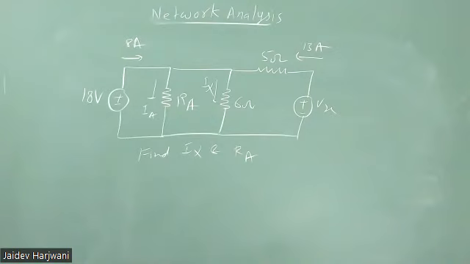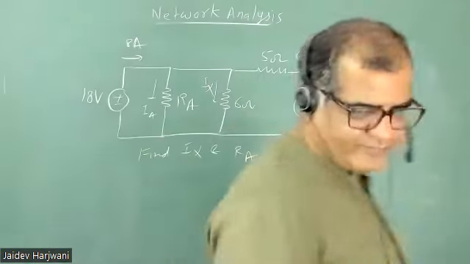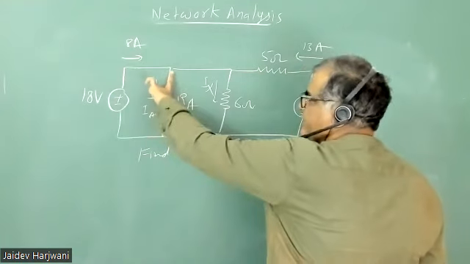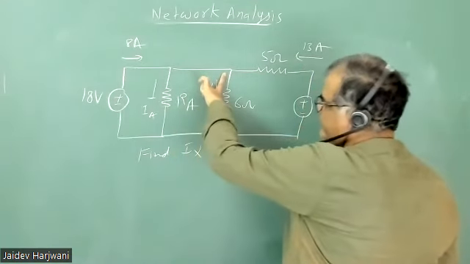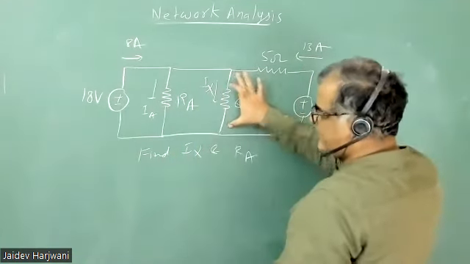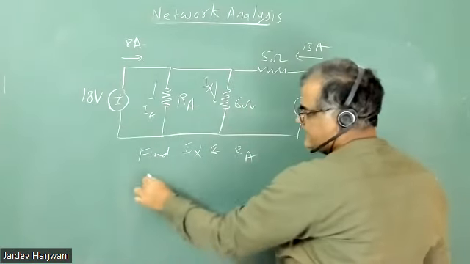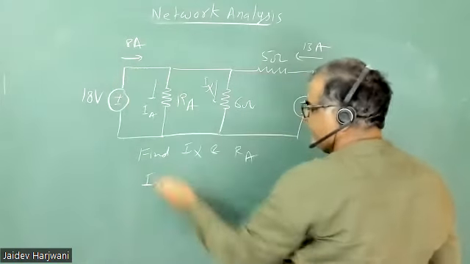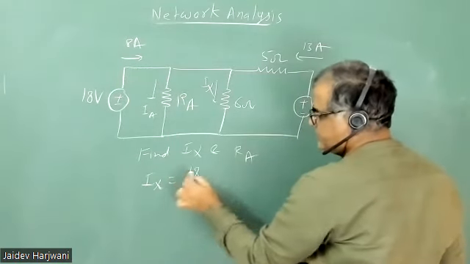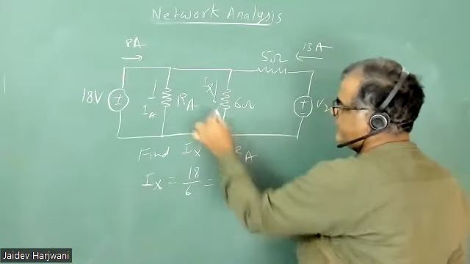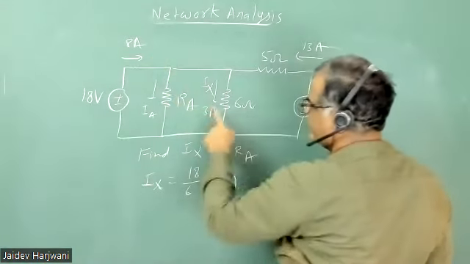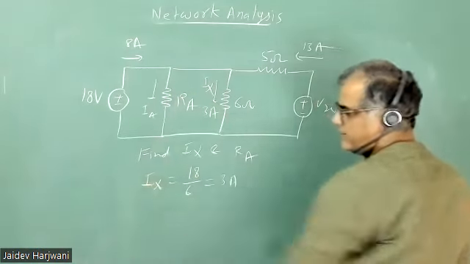It doesn't take that much time. Just see the circuit. This is the 18 volts coming across this one. IX is 3 ampere. Very good. This is 18 volts coming here, and you know the resistance. So IX comes out directly. How much? 18 volts upon 6 ohm. That is 3 ampere. Now you know this current, you know this current, you know this current. Only this current is unknown.